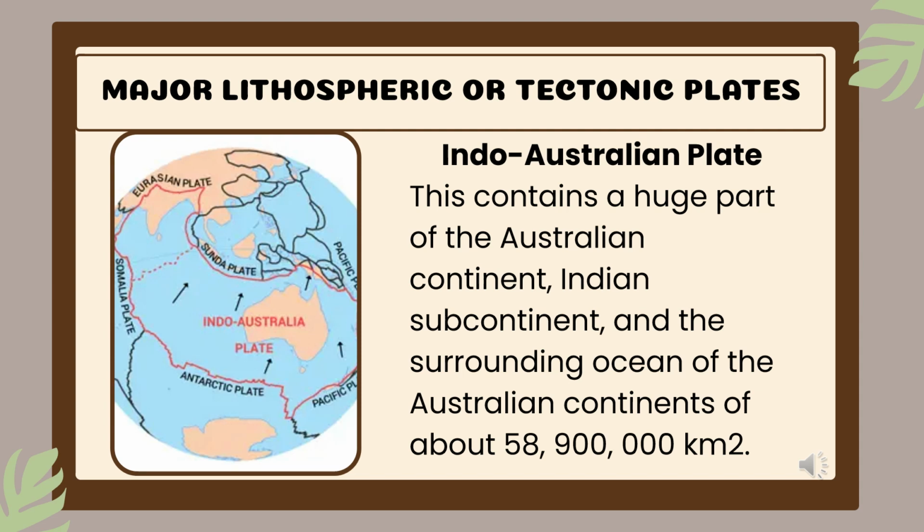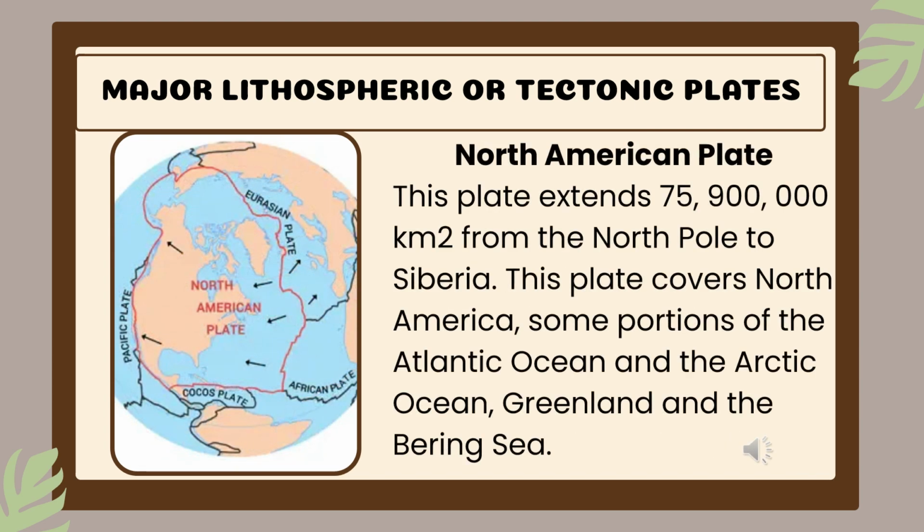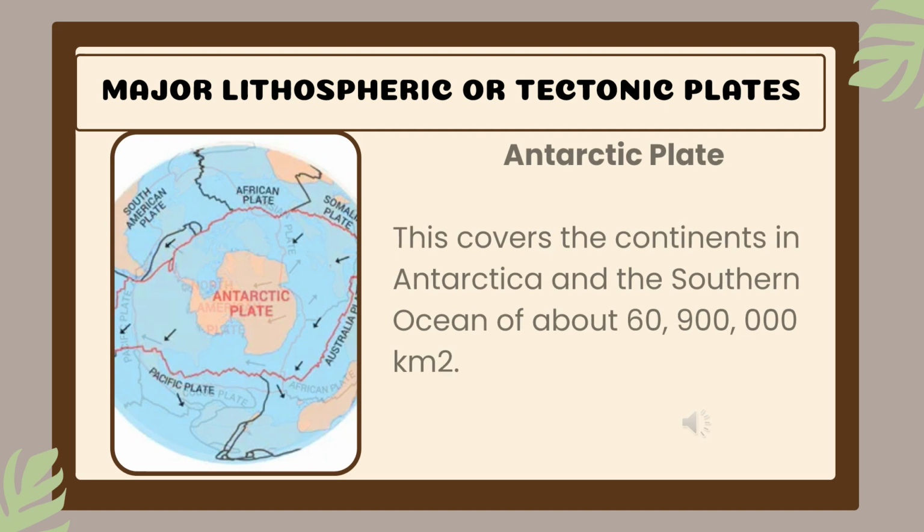Indo-Australian Plate. This contains a huge part of the Australian continent, Indian subcontinent, and the surrounding ocean of the Australian continent of about 58,900,000 kilometers squared. North American Plate. This plate extends 75,900,000 kilometers squared from the North Pole to Siberia. This plate covers North America, some portions of the Atlantic Ocean and the Arctic Ocean, Greenland, and the Bering Sea. Antarctic Plate. This covers the continent of Antarctica and the Southern Ocean of about 60,900,000 kilometers squared.